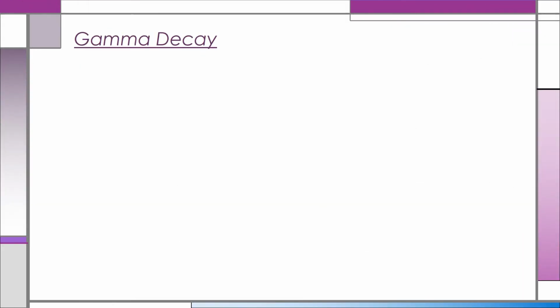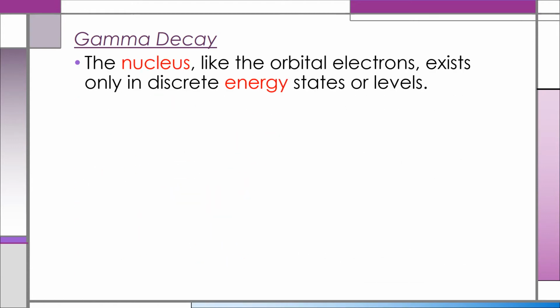All right, let's talk about gamma decay. This one's a bit different than alpha and beta. If you remember from chemistry how electrons only existed in specific energy levels, it just so happens that a nucleus is like that: there are specific energy levels of a nucleus.